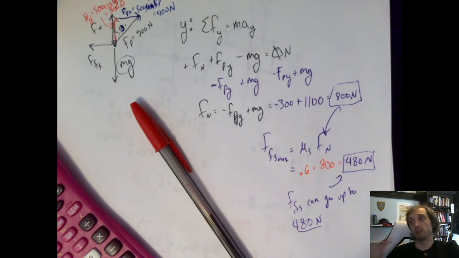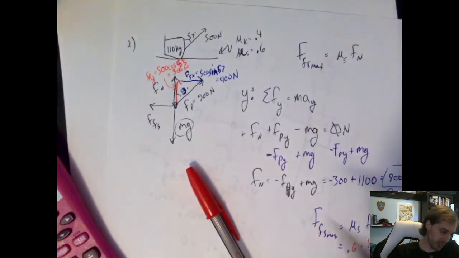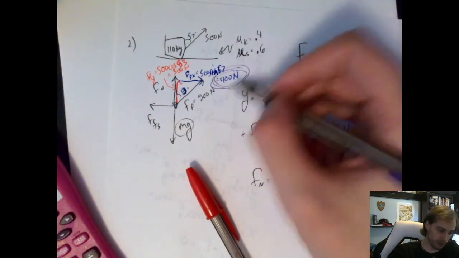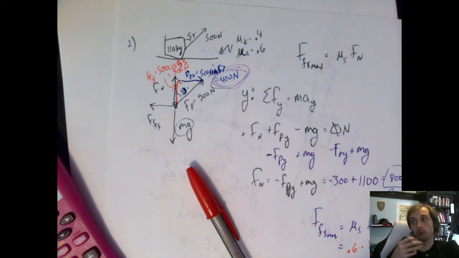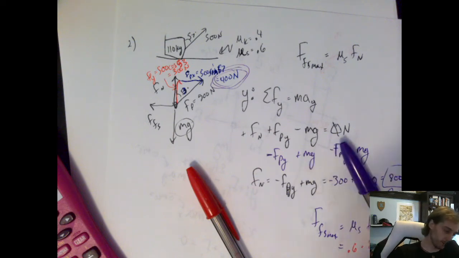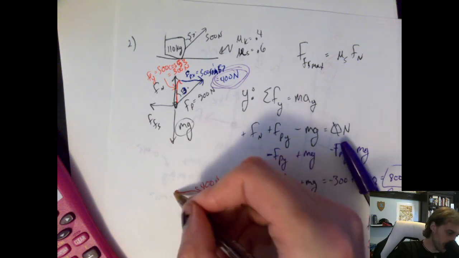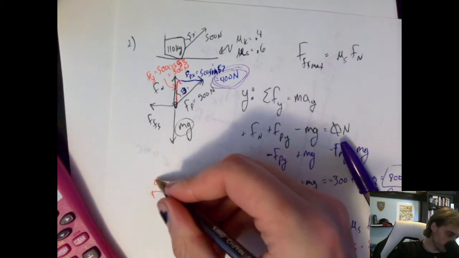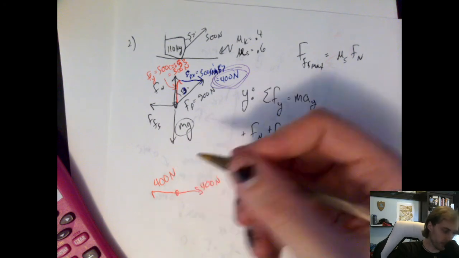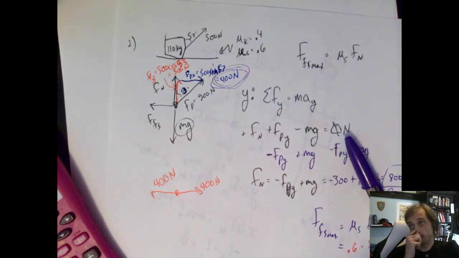So what we need to figure out is, are we pushing it hard enough to go over that? If we look at the force that's fighting against friction in the x direction, it's this 400 newtons. If we're only pushing it with 400 newtons, then friction can be big enough to match that. So what'll happen in this case is we'll have our 400 newtons going to the right. This can go up to 480, but instead it'll go up to 400 to make it balance out.